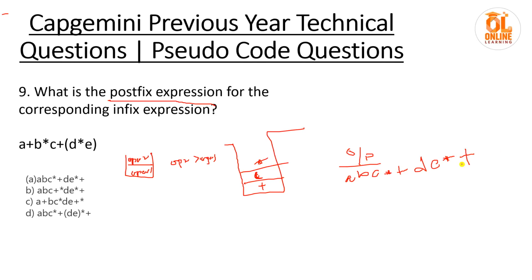Whatever is left, we just pop it out, and the output which we traced is ABC star plus DE star plus. So ABC star plus DE star plus. So option A is the correct answer for this question.